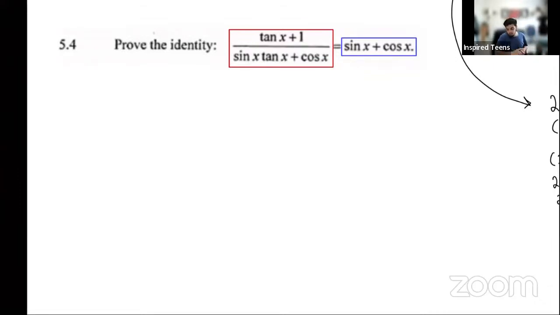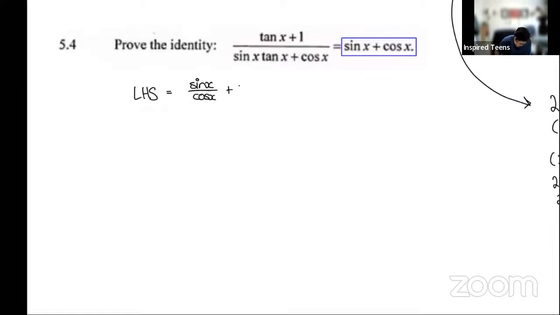By using our identities, by converting to different things. The first thing is, of course, whenever you see tan x, your first instinct is to always want to change tan x. So I'm going to say left hand side equals tan x. I can change to what? Tan x I can change to sine x over cos x plus 1 all over I have sine x.